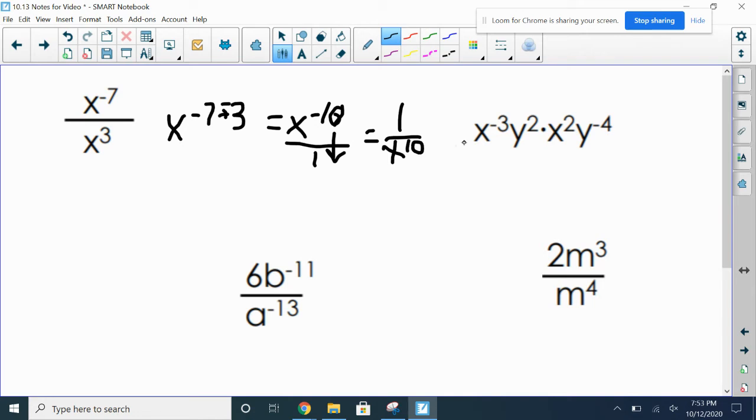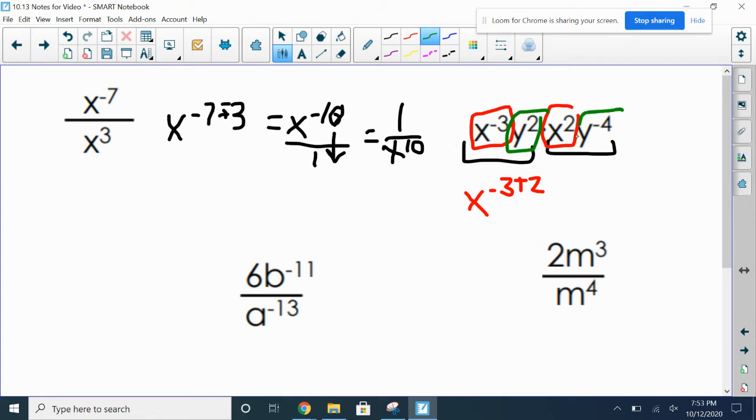All right, again, we're going to do the same process as our multiplication, our product rule. So we have x to the negative 3 times x to the 2. We're going to keep the matching bases and add the exponents. So I have x to the negative 3 plus 2. And then I have y to the 2 and y to the negative 4. So y to the 2 plus negative 4. Well, our x, we know negative 3 and positive 2 is going to leave us with x to the negative 1. And y, we know positive 2 and negative 4 is going to give me y to the negative 2.